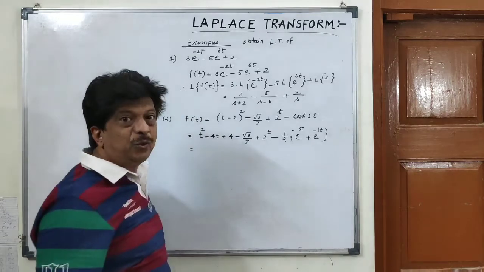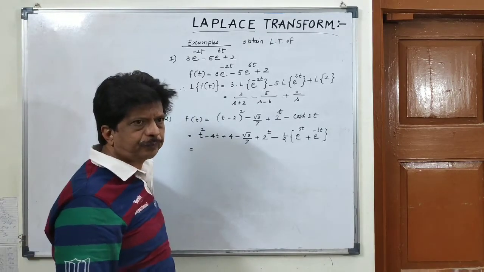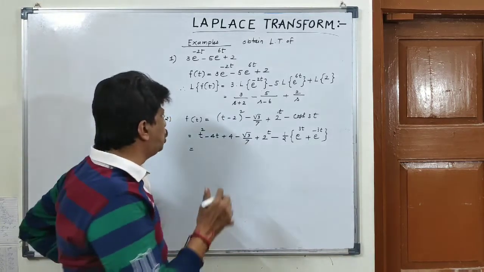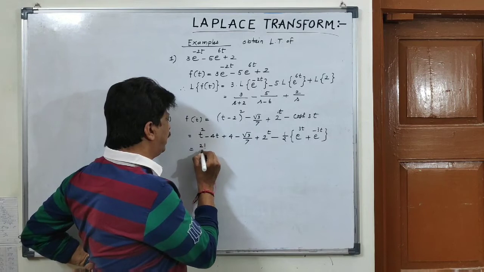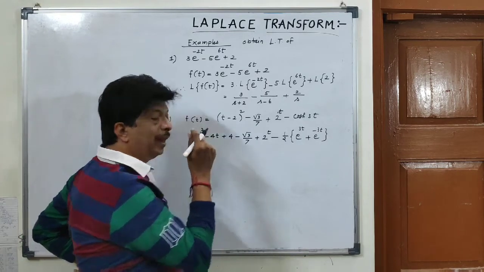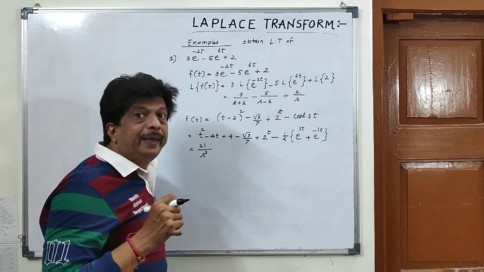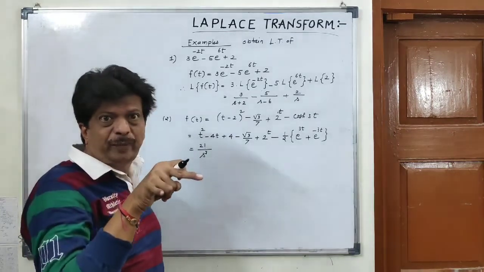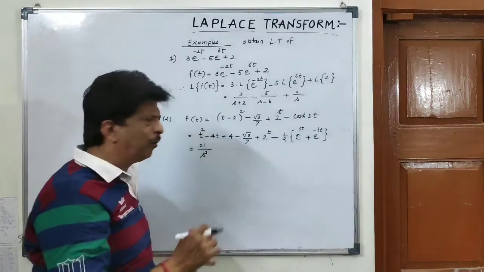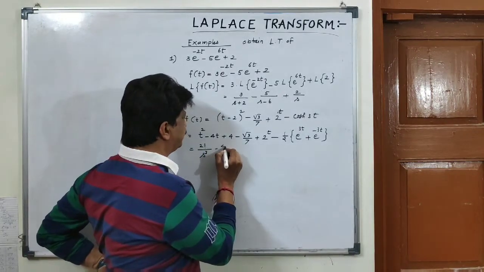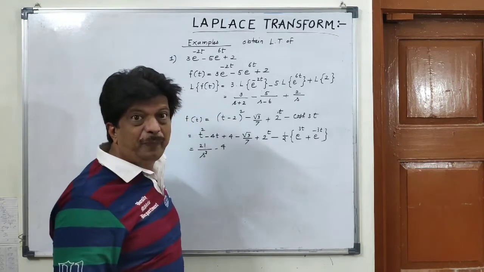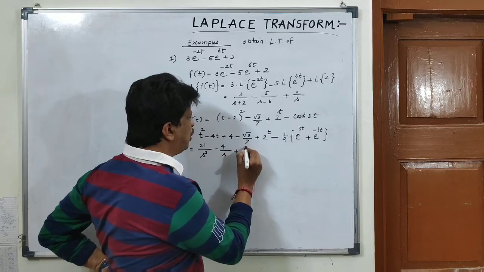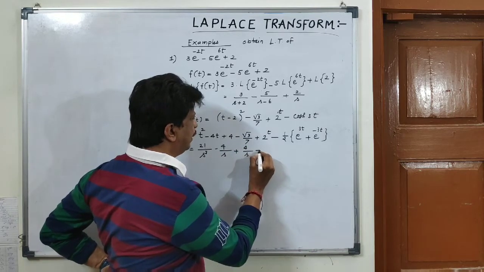Now, Laplace transform of t square. It is t to the power n. Here 2 means it is an integer, so it is equal to 2 factorial upon s cube. Laplace transform of t raised to power n is n factorial upon s to the power n plus 1. I have used just that formula. Minus 4 times Laplace transform of t is 1 by s, 1 factorial upon.